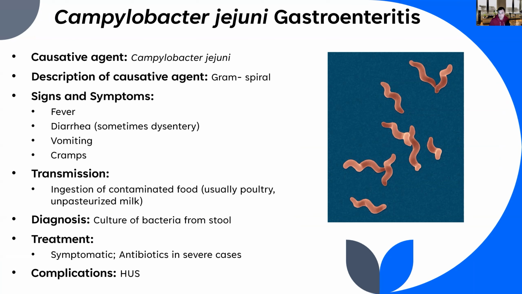Diagnosis is culture of bacteria from the stool. Treatment is symptomatic, and in most cases, this is sufficient. In people where the case is particularly severe, antibiotics might be prescribed. This is also a bacterium that could potentially lead to hemolytic uremic syndrome, HUS. So if you believe you've been infected by this, if you think you have a patient who's been infected by this, it's definitely something you want to watch out for.